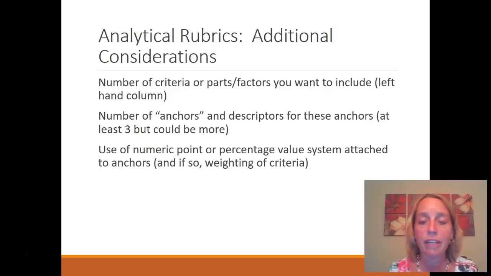I would usually say around 3 is a good starting point, but if you're trying to differentiate between an A, a B, a C, a D, and F, then you might need 5. So it really depends. The other thing is you don't have to weigh them all equally.